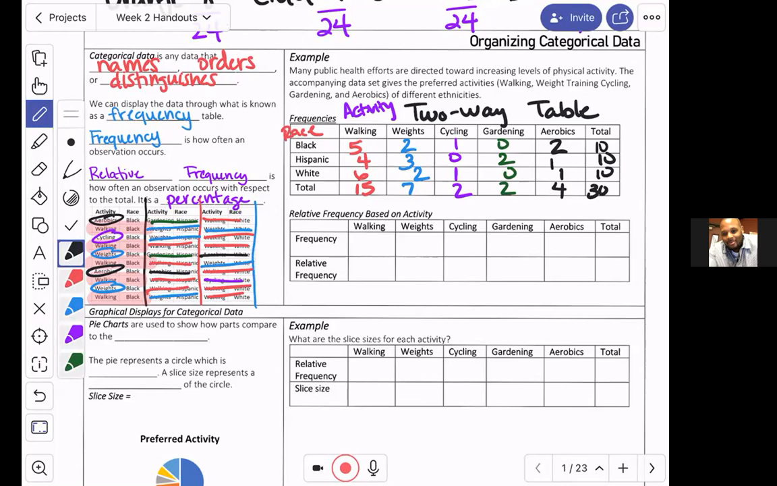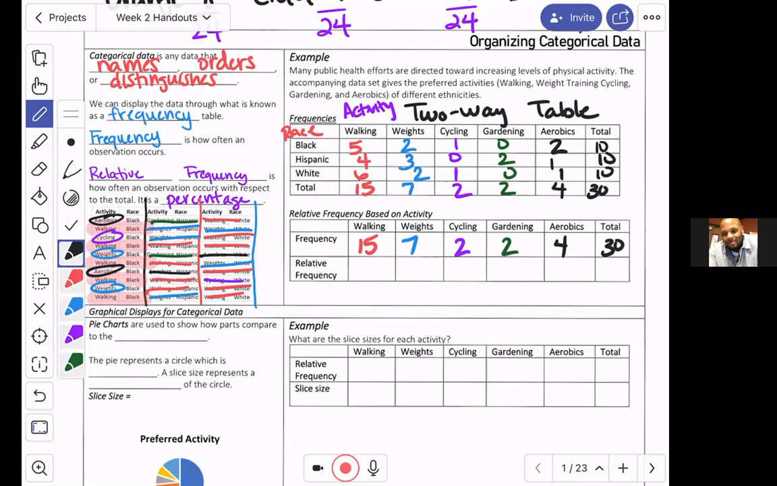Now, this is going to be our frequency table. We can call this a frequency table, or we can just look at the straight frequency. I'm going to do another frequency table based on activity. So I've already found these right here. I know that this is 15. This is 7. That's 2. That's 2. And this is 4, for a total of 30.